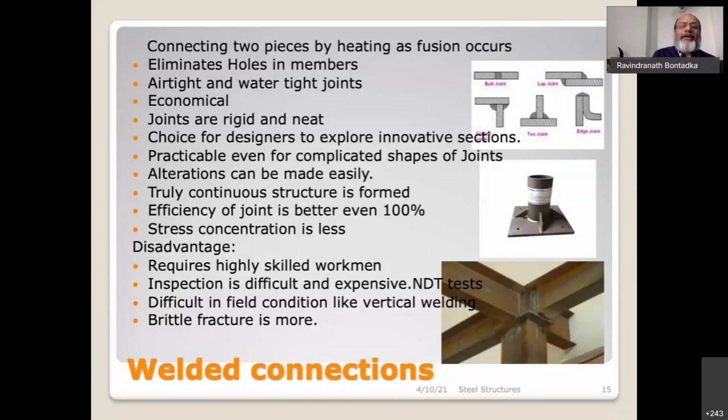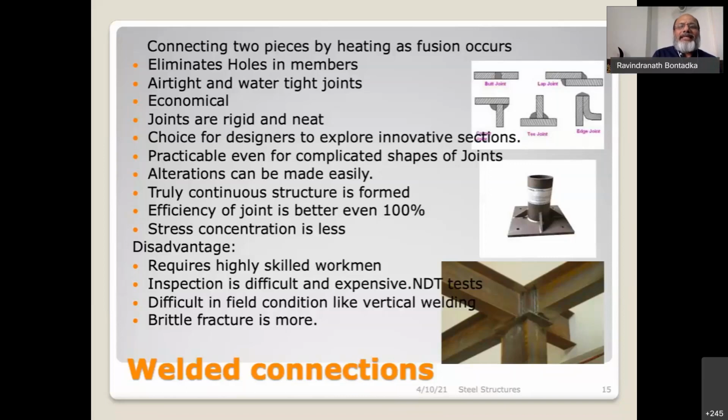Then the joint becomes airtight, watertight. So especially for containers or water retaining structures, it will be very useful. And it is quite economical. The welding process nowadays is quite economical. There are a lot of ways, whereas the bolted connections will be a little more costly. The joints are rigid and neat. The appearance looks very, very neat with that.